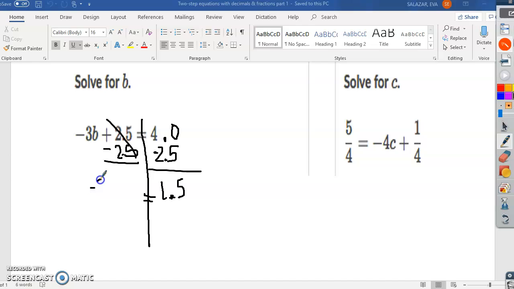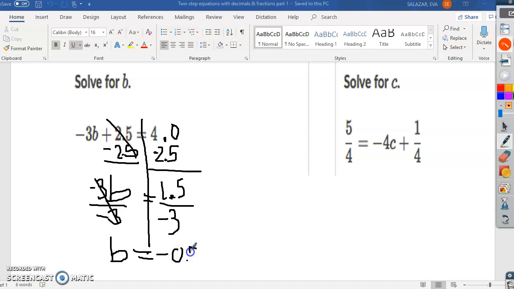Bring down what you have left, -3b. Now I have multiplication here. Remember, whenever there's a number in front of a variable, that means multiplication. So -3 times b, what number can b be that will give me 1.5? So easy. Let's go ahead and just divide by -3. Opposite operation, divide by -3. B is what you have left over on this side of your equation. B equals 1.5 divided by -3. You have -0.5, and there is your final answer.